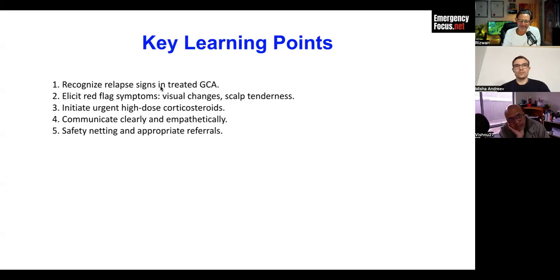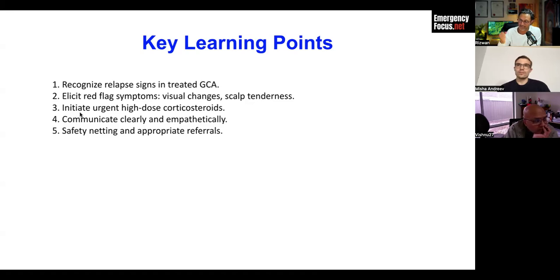linking the two. Recognize relapse in treated GCA, either by dose reduction, lack of compliance, or any other flare-up. Could be any other reason, which was beyond the scope of this scenario. Red flag symptoms: visual changes, scalp tenderness, which are linking the relapse of GCA. Again, exclusion of meningitis, encephalitis, stroke-type symptoms.